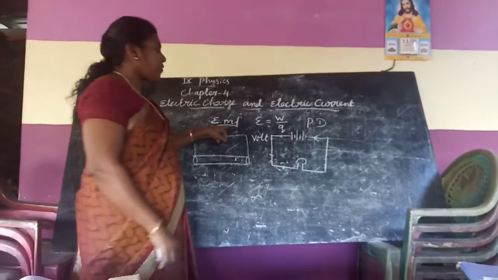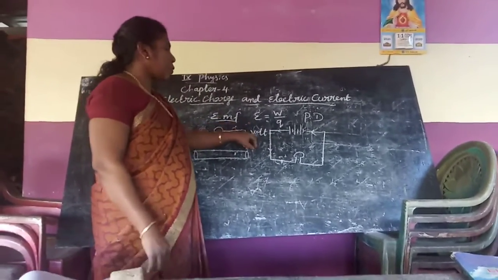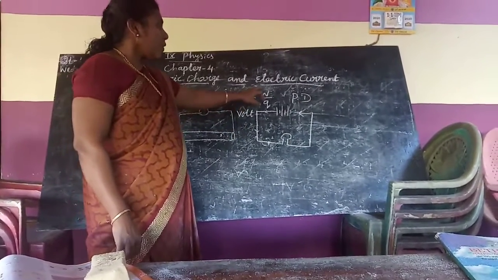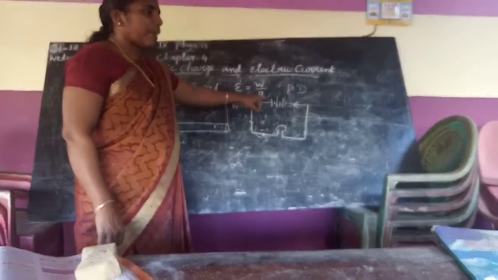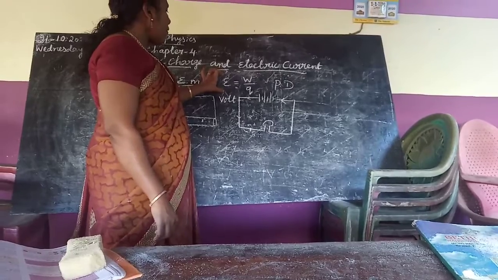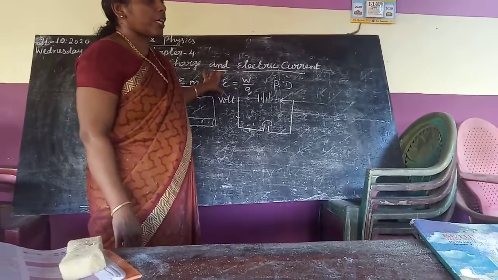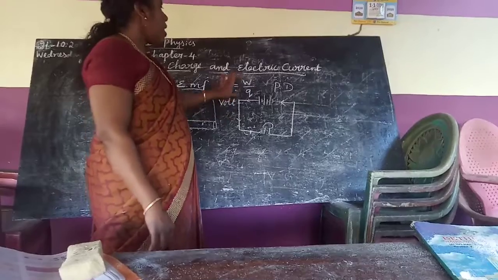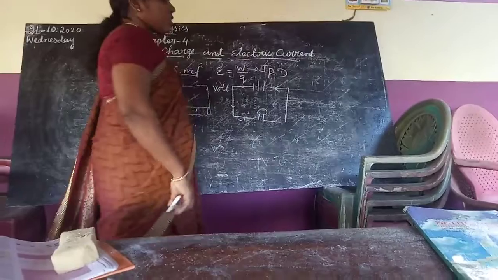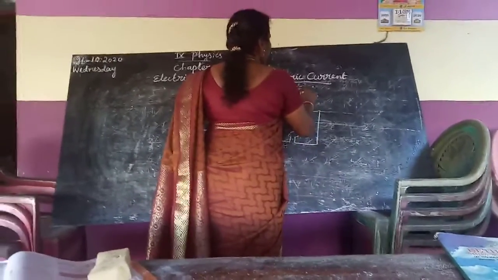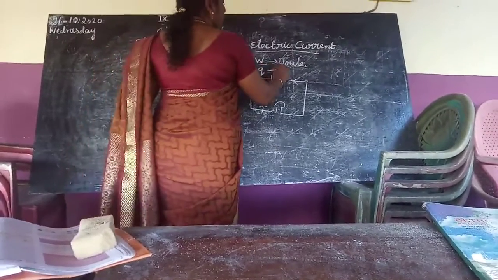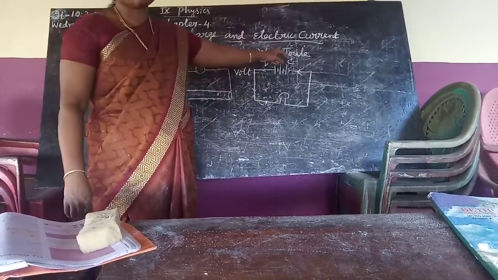The unit of EMF is volt. What is the unit of electromotive force? Volt is the unit of electromotive force. Denoted by the letter E. What is the formula? Work done divided by charge. Now we can study the unit of it. What is the unit of work done? Joule is the unit of work done, and Coulomb is the unit of charge.